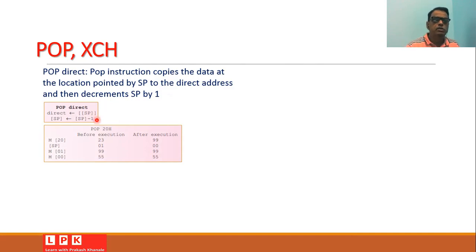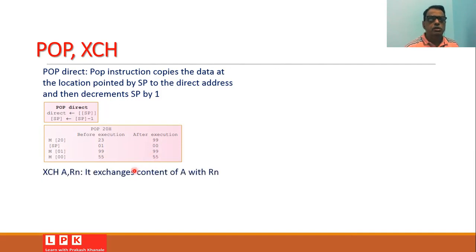So if we write this instruction POP 20H, and suppose before the execution 20 has 23, SP has 01, and memory locations 01 and 00 have 99 and 55. After the execution of this instruction, one can easily observe that the content of memory location 20 will be changed to 99. SP will be decremented by 1, that is 00, and the content of memory locations 01 and 00 will remain unchanged.